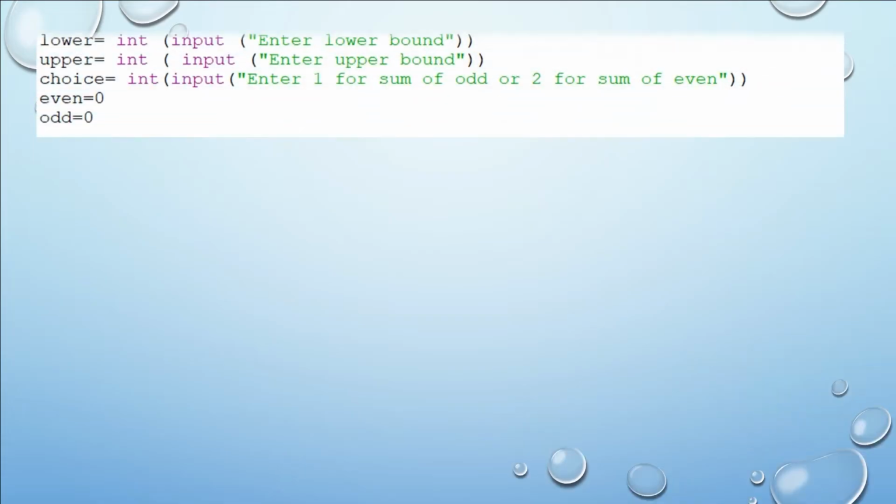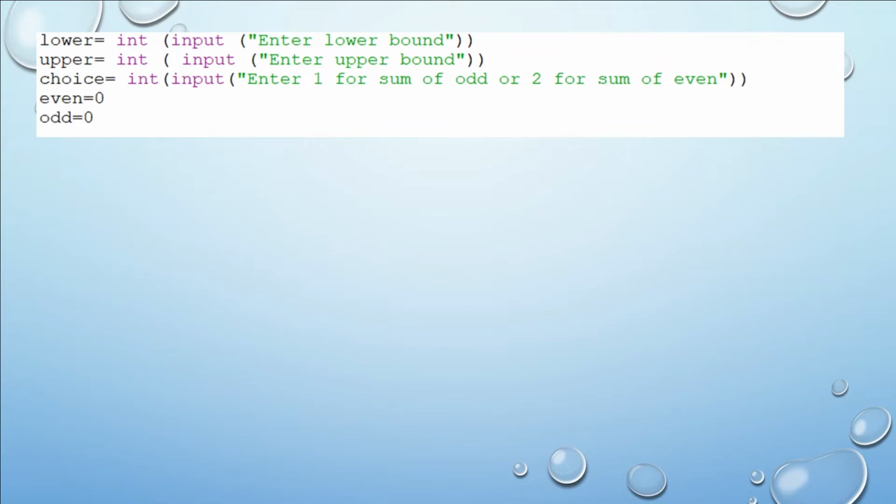Okay, I hope now you have completed your program. Let us see what my solution is. So the first line is lower is equal to int input enter lower bound. This message will appear and the user will enter a value, and that number will be converted into an integer because by default input takes every value as a string. So the string has to be converted into an integer. That will be stored into lower.